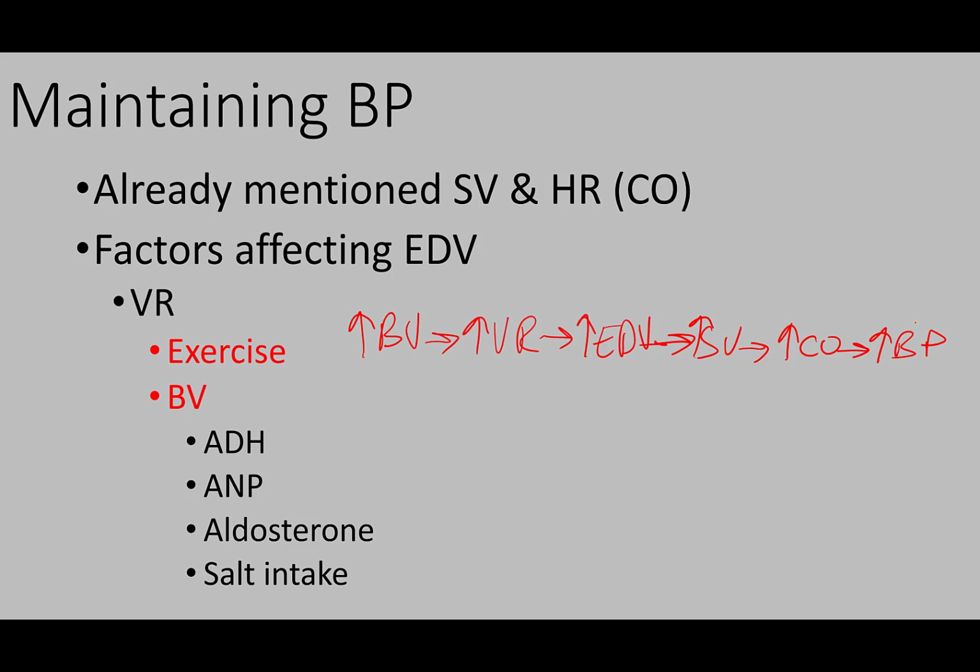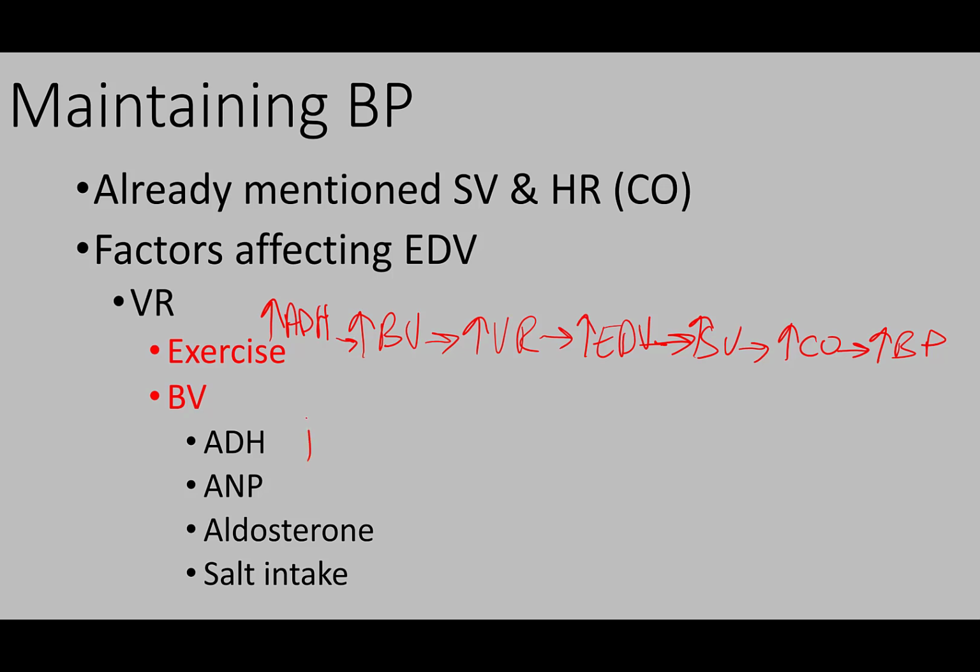So what kind of things cause an increase in blood volume? Because blood volume, the amount of blood in your body, seems like it would be relatively constant. But remember, ADH, what does it do? It increases water reabsorption. So increased ADH increases water reabsorption, which increases blood volume.